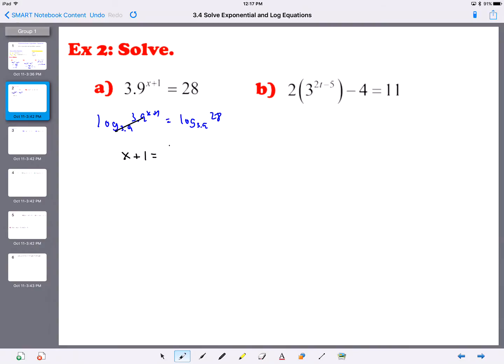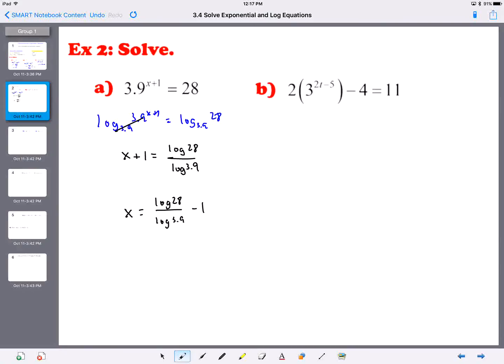Now over here, it doesn't cancel, but we can use the change of base. So we'll just do base 10, log of 28 divided by log of 3.9. So that will give us an answer. And then what we'll end up doing is subtracting 1. So before I plug in the calculator, I'm just going to write the whole thing out. Log of 28 divided by log of 3.9, and then we're going to take that value and subtract 1.